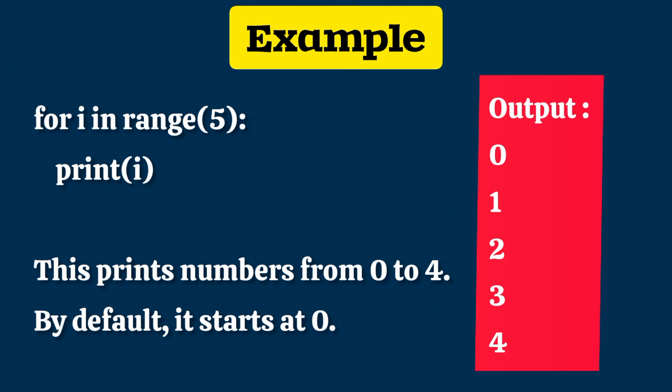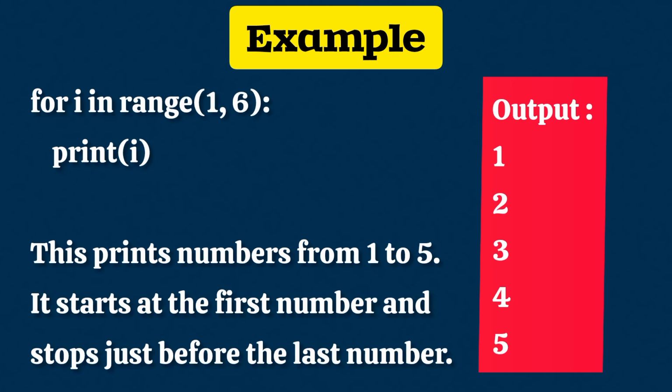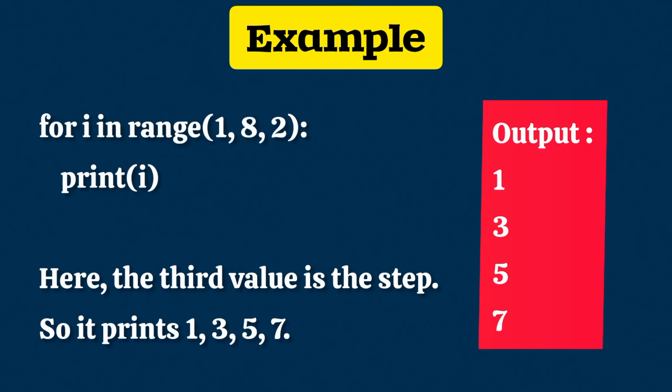Let's see some examples. For i in range(5): print(i). This prints numbers from 0 to 4. By default, it starts at 0. Another example: for i in range(1, 6): print(i). This prints numbers from 1 to 5. It starts at the first number and stops just before the last number.